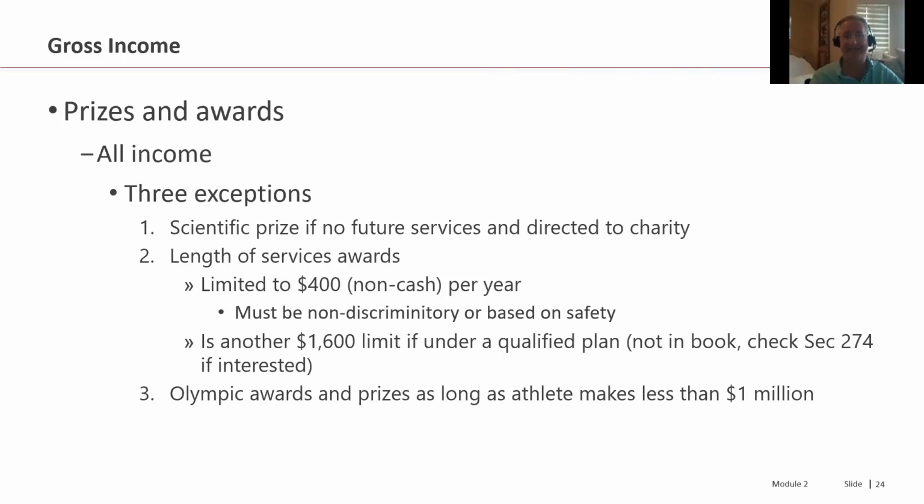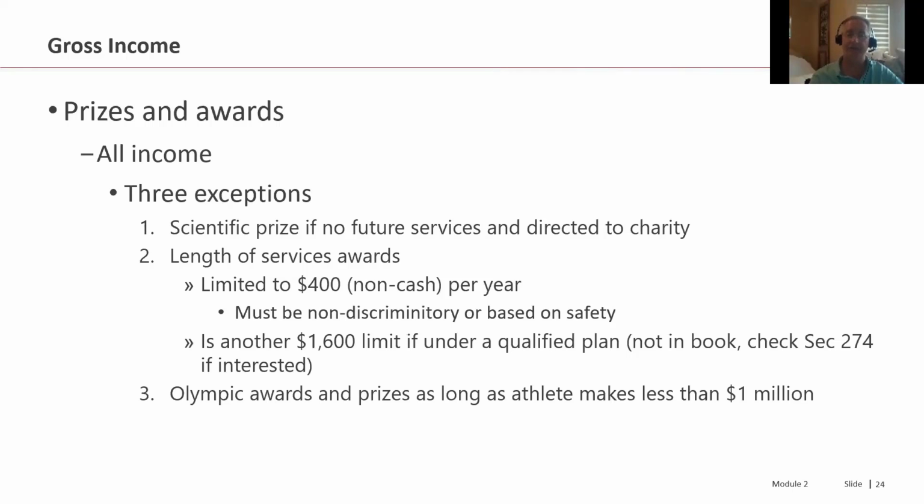But there are 3 exceptions to this rule. One is if you receive a scientific prize, there are no future services tied to that, and you direct the payment directly to charity. So it doesn't even flow through you. You just tell whoever's granting you that award that you want it paid directly to charity. That exception is clearly written for the Nobel Prize.